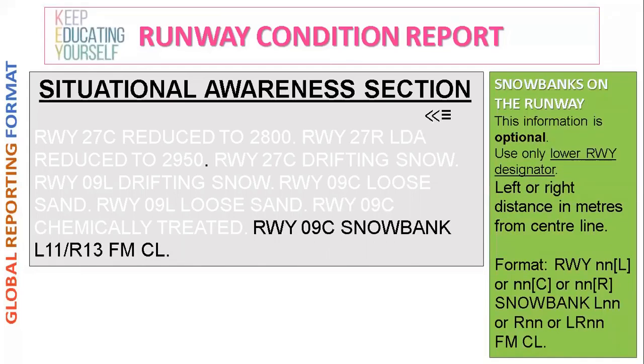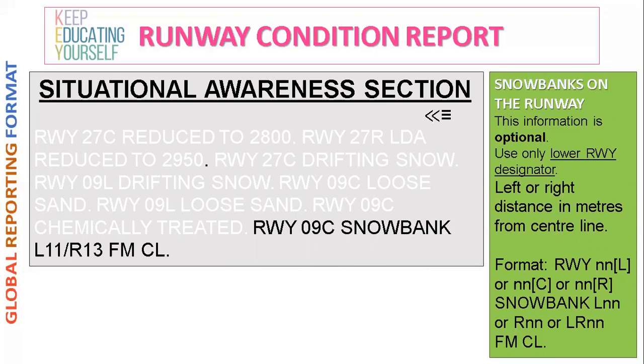Now the next part is snowbanks on the runway. Format is runway space 09 Charlie space snowbank space left 11. You can write 11 left also. So Lima 11 slash right 13 space FM, meaning from, space CL, meaning center line, full stop. We have to use abbreviations which are recommended in AIS, Aeronautical Information Service. So we are using RWY, the abbreviated form for runway. Then we use L and R for left and right, and FM CL for from center line.